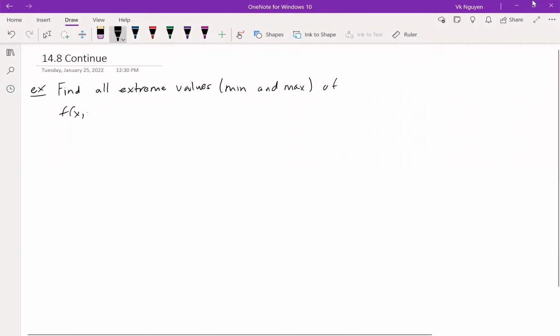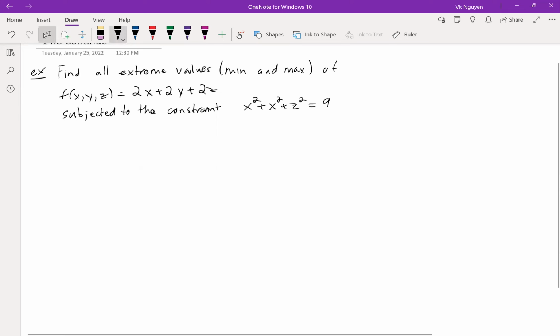f(x, y, z) equals 2x plus 2y plus 2z, subject to the constraint x squared plus y squared plus z squared equals 9. Okay, I think it's going to be a little longer because this is a function in terms of x, y, z.